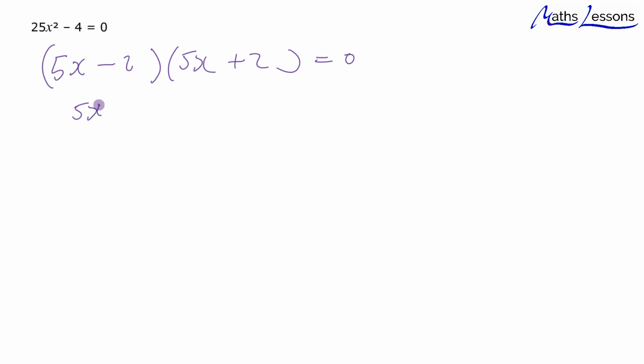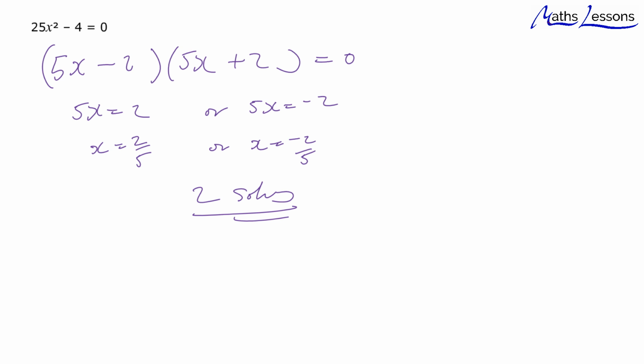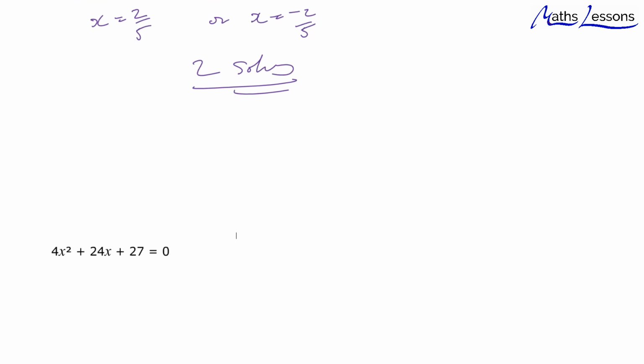So 5x equals 2, or 5x equals minus 2. And therefore x equals 2 fifths, or x equals minus 2 fifths. So again, we have two solutions to this problem. And I've got one more for you to have a go at later.